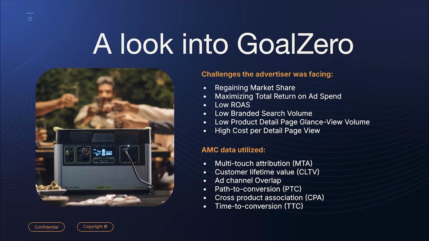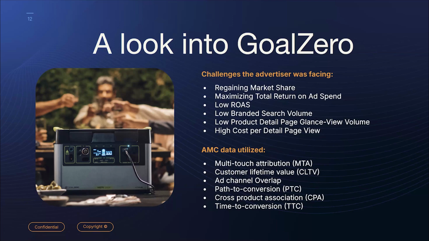So one of our clients, Goal Zero, came to us at an interesting position. They were the first mover in the category of portable power stations. So when van life got really big and everyone started moving around because of COVID, these became more and more popular. And what happened was there was an influx of competitors from overseas that were really talented with marketing and very aggressive in price, and were putting out really good products. So things like Jackery and EcoFlow.